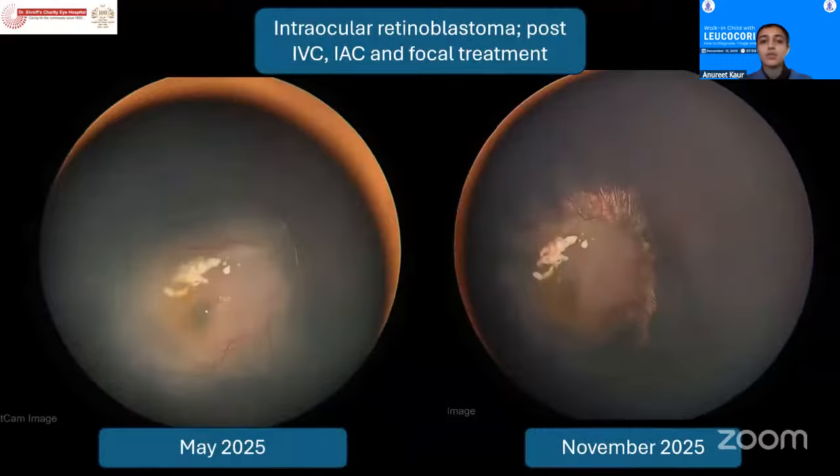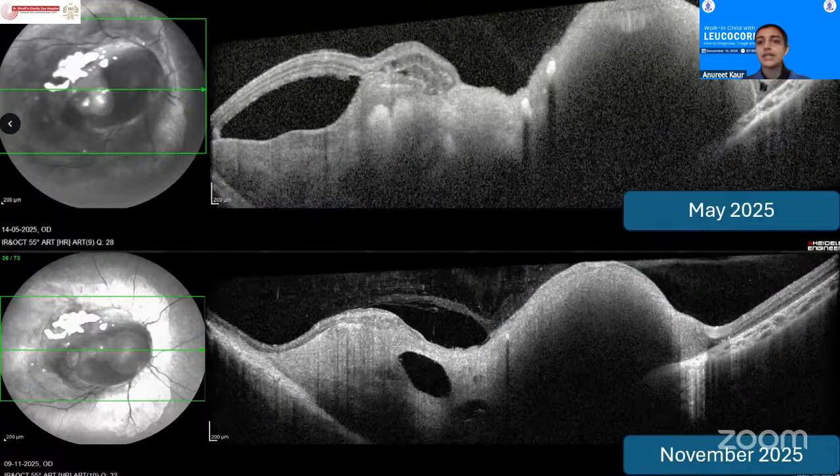So last but not the least, one more child came. This child underwent intravenous chemotherapy, IAC, and focal treatment. The left side picture is of May 2025, and after 6 months, the tumor seems to be almost similar. On doing OCT, the height of the tumor was also similar, and it did not show any signs of progression or deterioration. So we thought that it could basically be a retinocytoma or a regressed tumor.